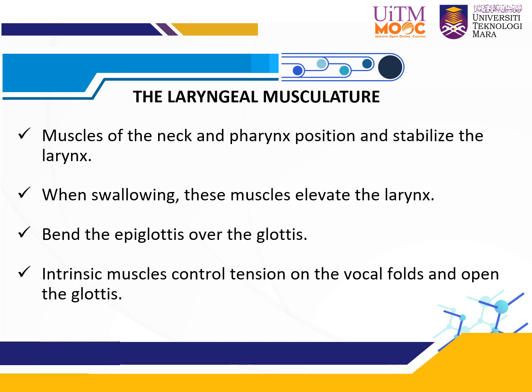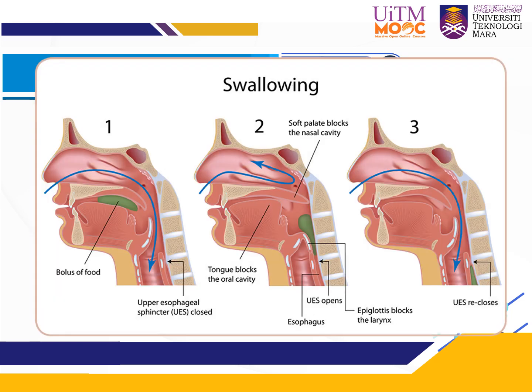And there are also intrinsic muscles that control tension on the vocal cords and open the glottis. So here is a picture of what happens during swallowing. You will discover this topic later in the digestive system. You can see that if you are eating a bolus of food, shown in the green picture there, your epiglottis will cover the upper esophageal sphincter, okay, and then it will cover your trachea, to allow the food to go back behind your trachea into the esophagus.